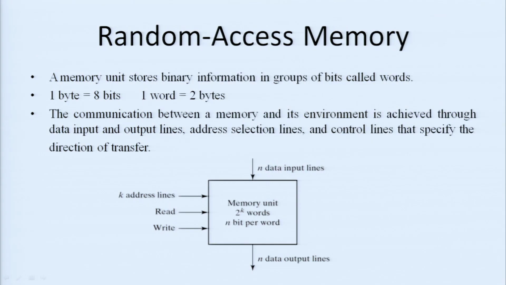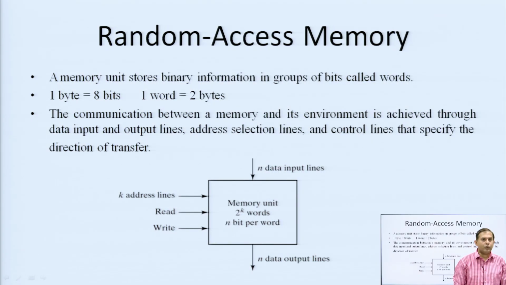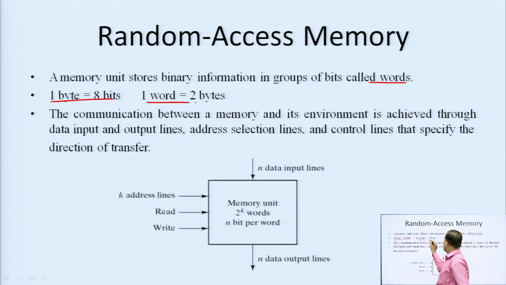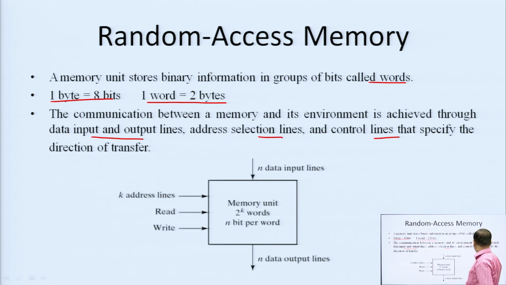So, today we will start with random access memory, that is RAM. First of all, it is a type of memory. What is this? A memory unit stores binary information in groups of bits called words. 1 byte is equivalent to 8 bits, that we already know from the basics of digital electronics, and 1 word comprises 2 bytes. The communication between a memory and its environment is achieved through data input and output lines, address selection lines, and control lines that specify the direction of transfer.